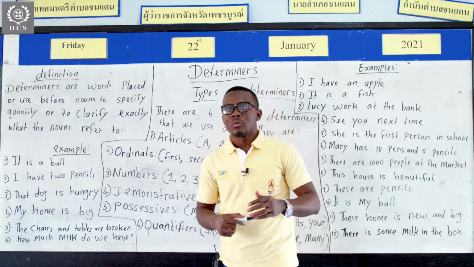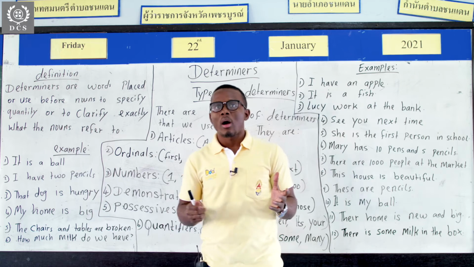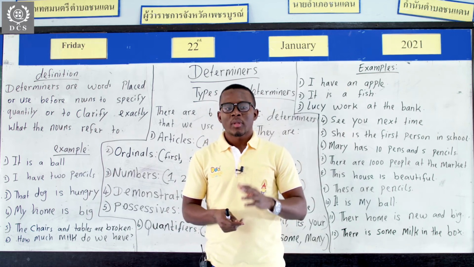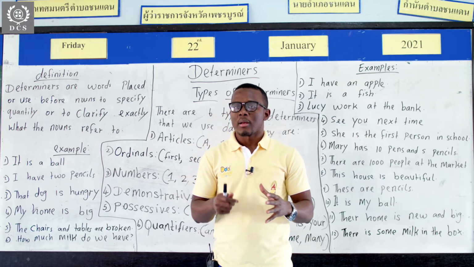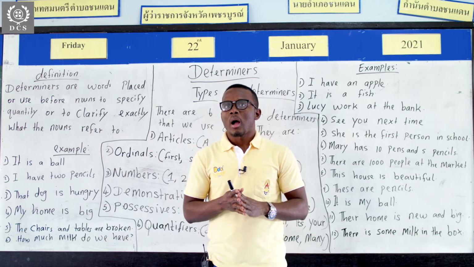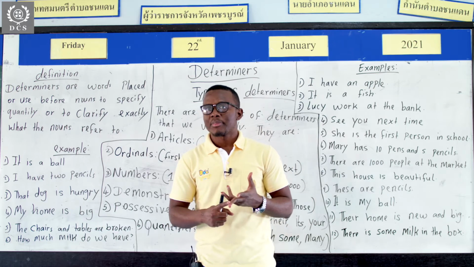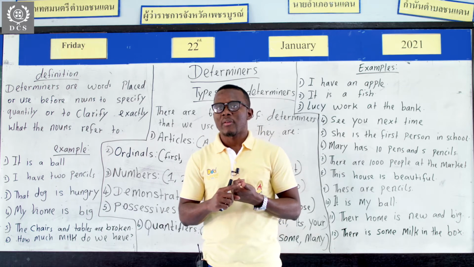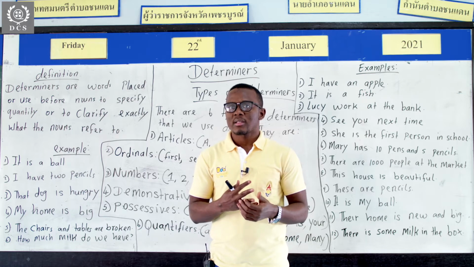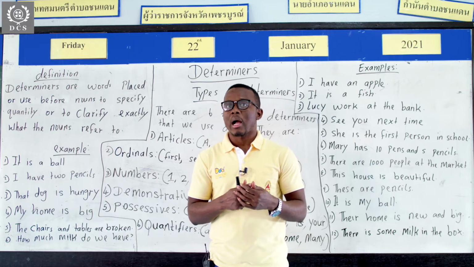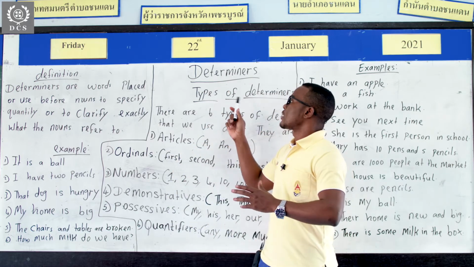So on today's lesson, we shall be learning about determinants. And determinants are one part of speech. Like I mentioned before, there are 9 different parts of speech. We have nouns, pronouns, verbs, adverbs, adjectives, conjunctions, interjections, prepositions, and determinants. So on our lesson today, we are learning about determinants.